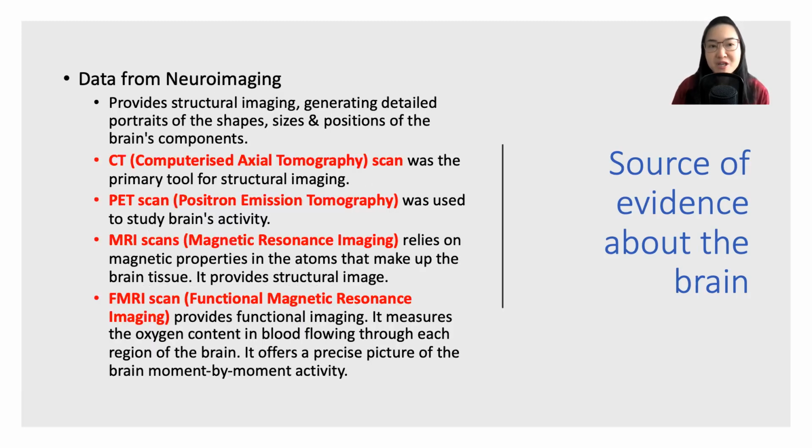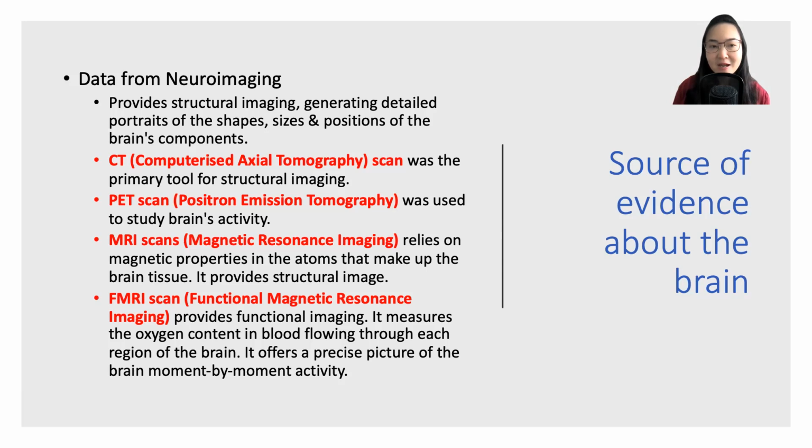Data from neuroimaging provides structural imaging, generating detailed portraits of the shapes, sizes, and positions of the brain's components. CT scan, or computerized axial tomography scan, was the primary tool for structural imaging. PET scan, or positron emission tomography scan, was used to study the brain's activity.